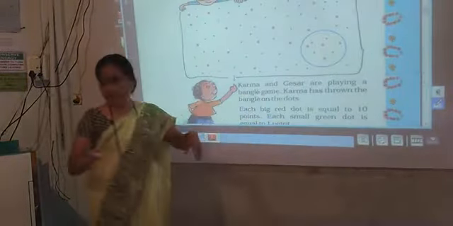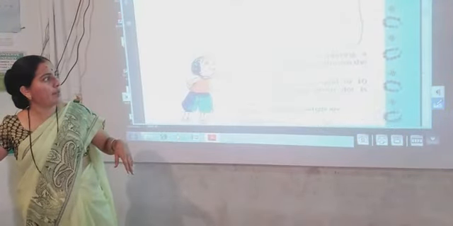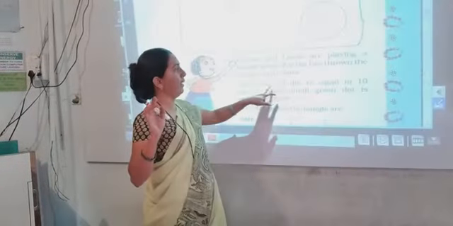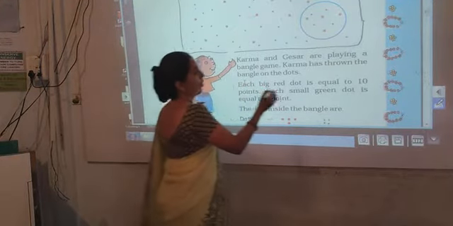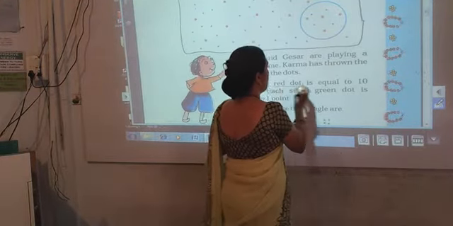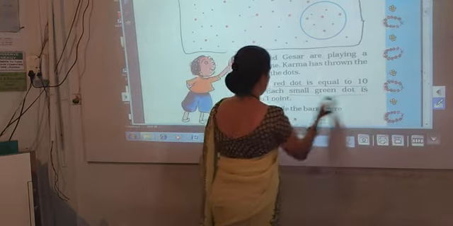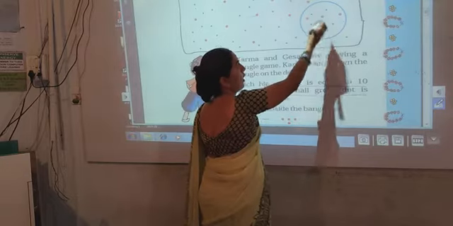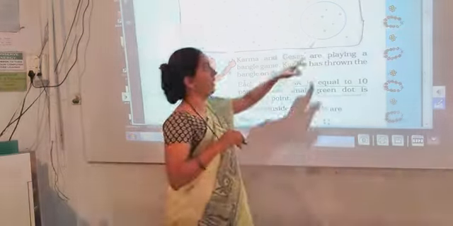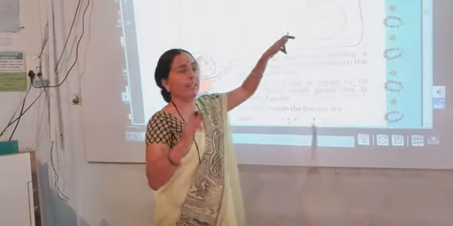Now here you can see Karma and Gesar are playing a bangle game. Karma has thrown the bangle on the dots. Each big red dot is equal to 10, and each small green dot is equal to 1. If I get small dots, I will count them as 1. And if I get big dots of red color, I will count them as 10.